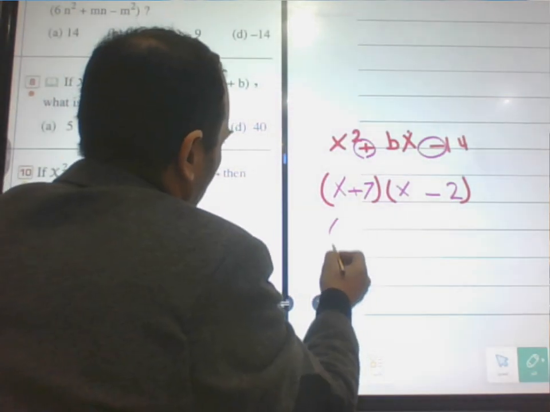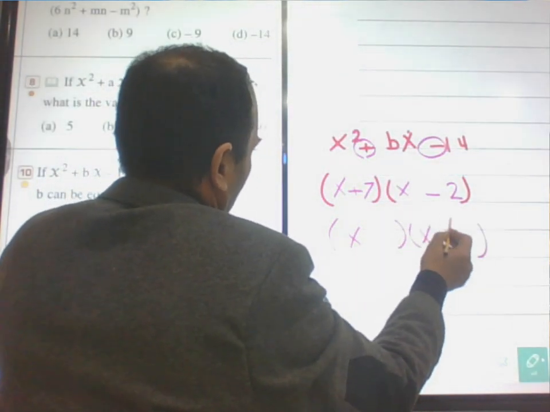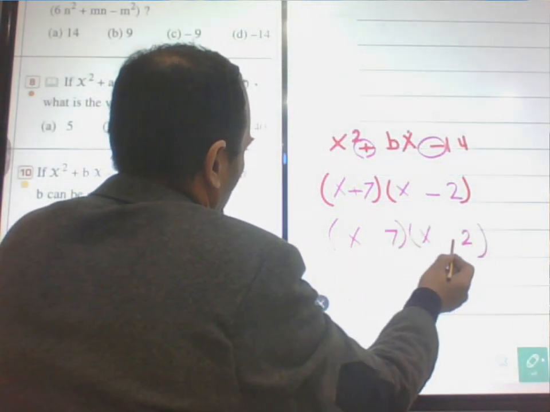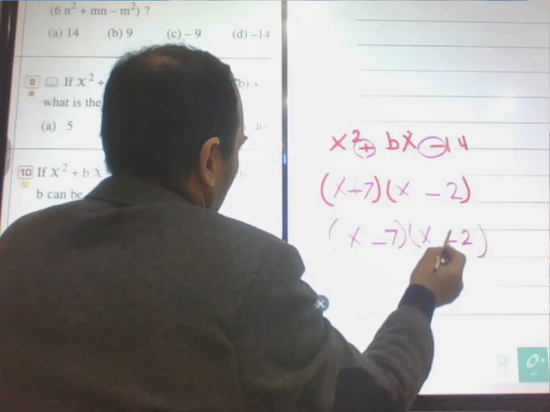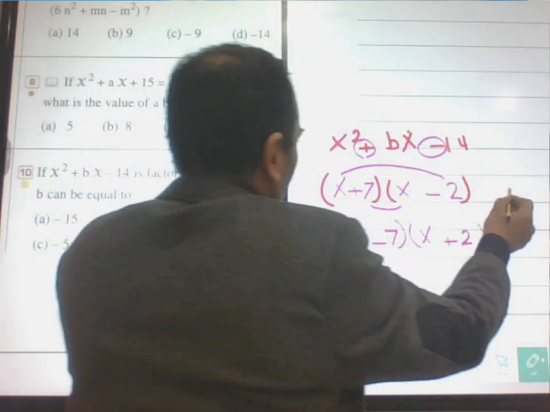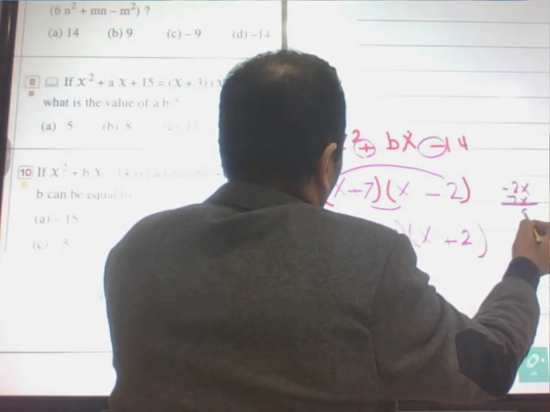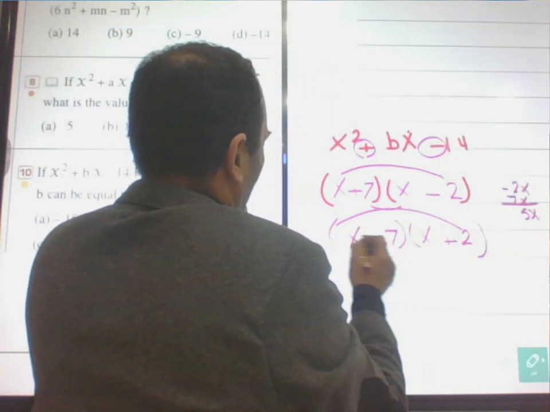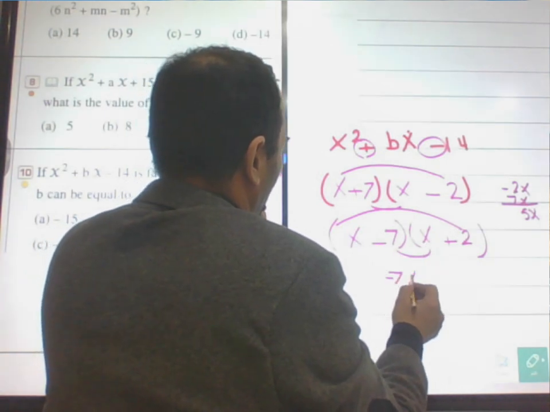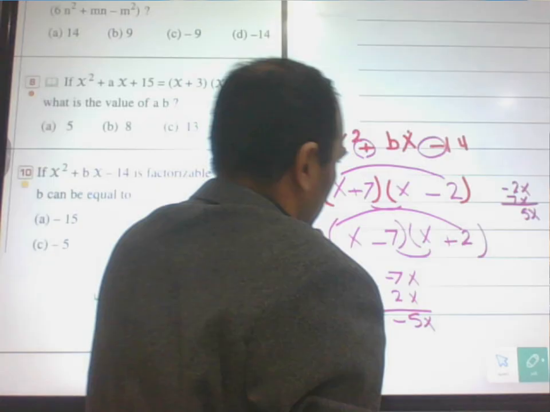Or you can write here x product by x and 2 times 7 and change the sign. It will be positive and negative. The product of extremes and the means. If we collect together, negative 2x, here, look at here, negative 2x, and 7x in the middle, it will be 5x. Or product about extremes and means, it will be negative 7x and 2x. The summation between them equal negative 5x.